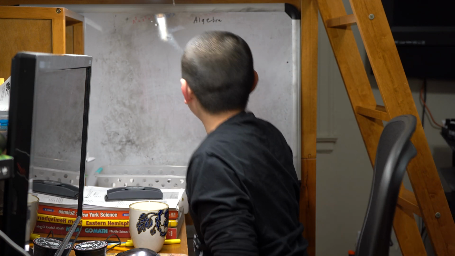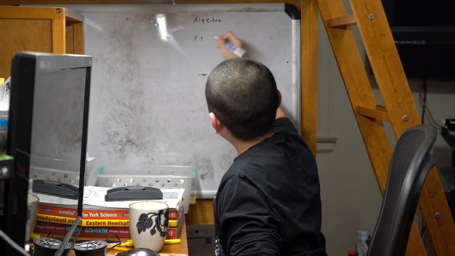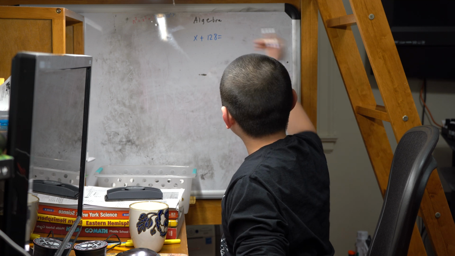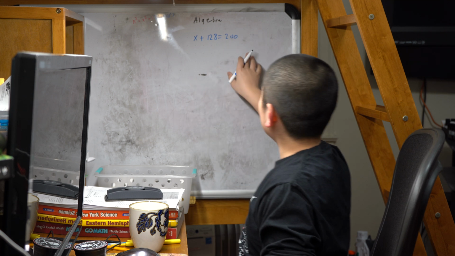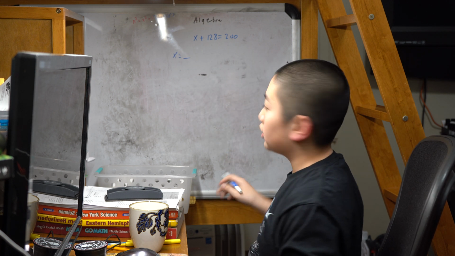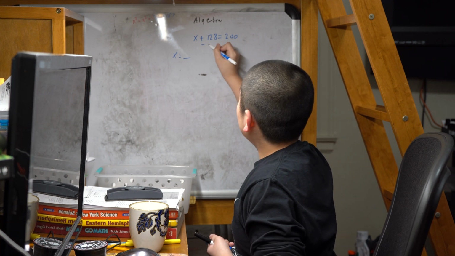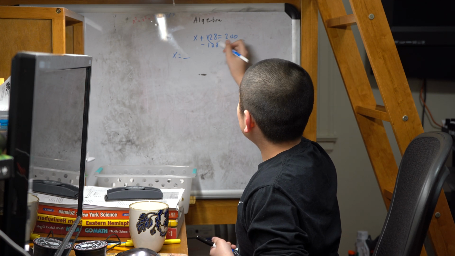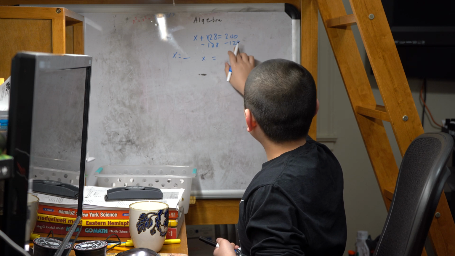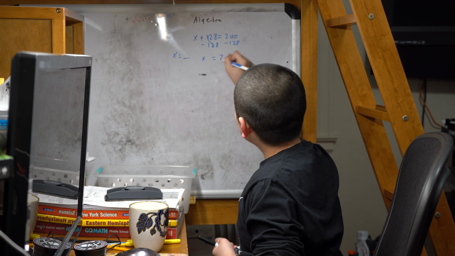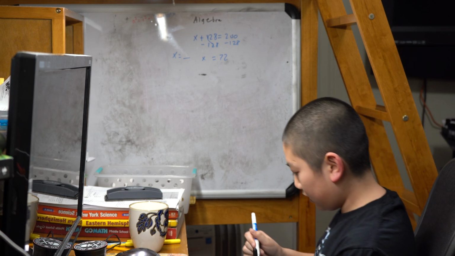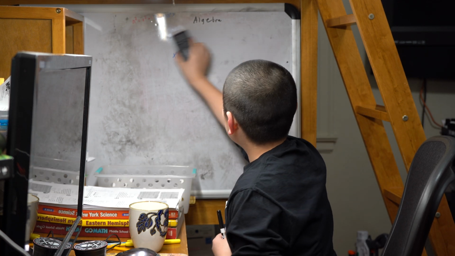This time we'll switch it up. So x plus 128 equals 200. So what is x equal? That's what we're trying to find. So let's do the same thing from here. Subtract 128 from itself. Do the same on 200. And then you get, let's see, 72. So therefore x is equal to 72. So 72 plus 128 is 200. Easy as that. Now let's try subtraction.